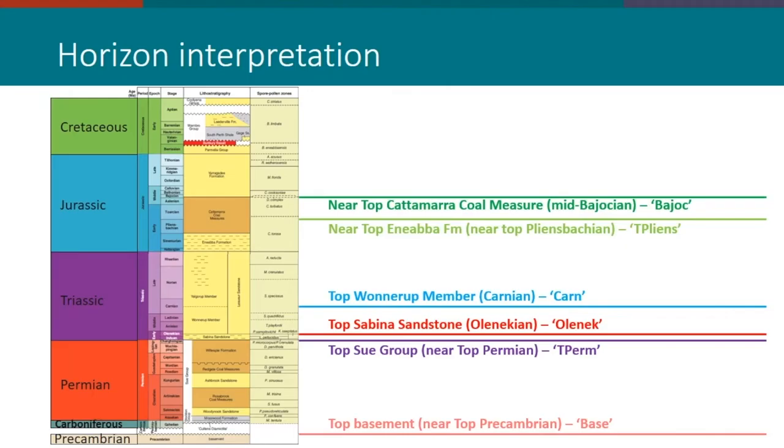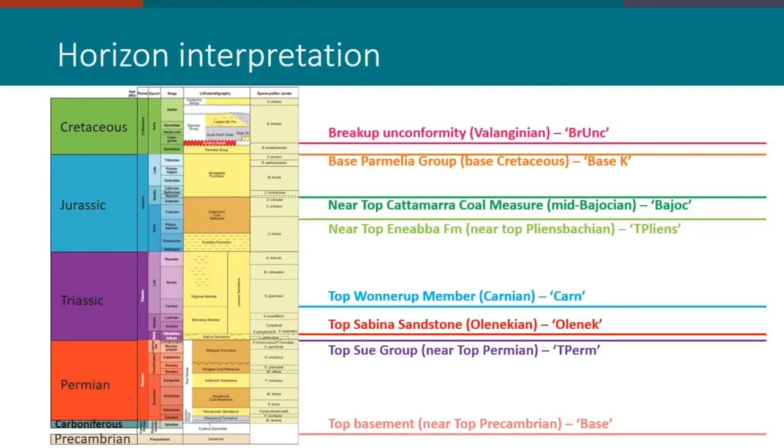the Yarragadee formation. The base Cretaceous horizon is a distinctive strong reflector offshore and corresponds to the base of the Parmelia group. Onshore it is very shallow and has patchy distribution. The lower Cretaceous break-up unconformity of probable Valanginian age is an obvious angular unconformity nearly everywhere except in depositional lows.